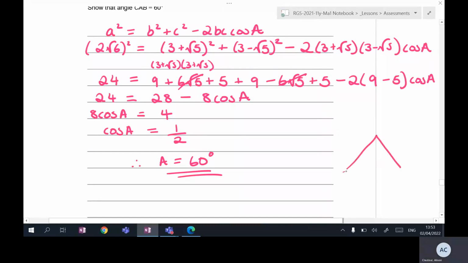Okay, so again, as previously, draw the triangle. That's 2, that's 1. So because it's half, and we want cos, this has got to be the adjacent side. And that's the hypotenuse, which is why it was 60.